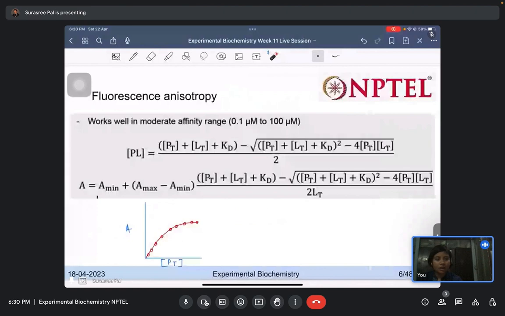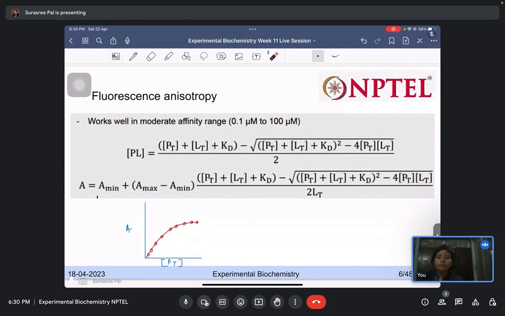Here on the y-axis, we plot the difference between the polarization of the protein ligand complex and the free ligand, right? And this we plot with respect to the total protein concentration. Why do we plot with respect to the total protein concentration? Because here we are titrating the protein, right? If we plot this kind of graph, these are the experimental points. We will see a graph very similar to that of the protein ligand binding graph. Initially, with increase in protein concentration, this difference will increase, and then it will slowly saturate.